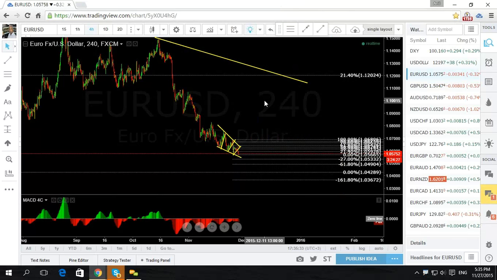Yep, which is an ending diagonal. We're not going to discuss Elliott wave structure though. Considering the fact that the pound has a high probability to go up.